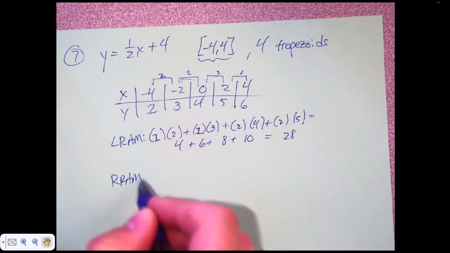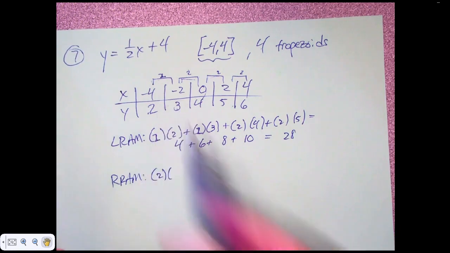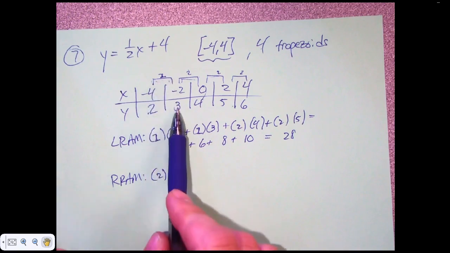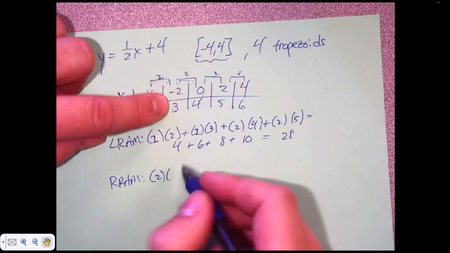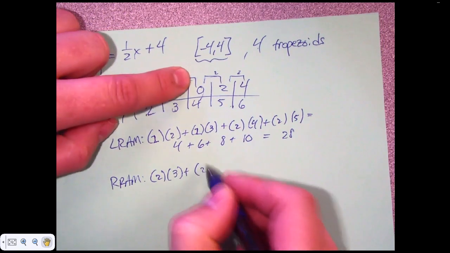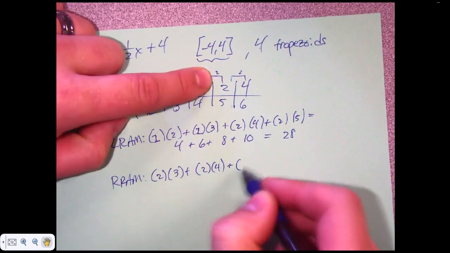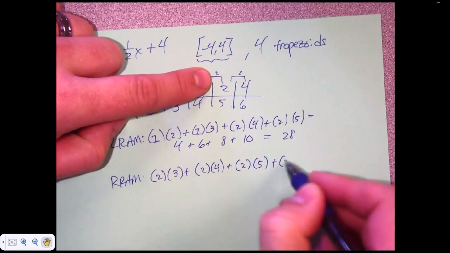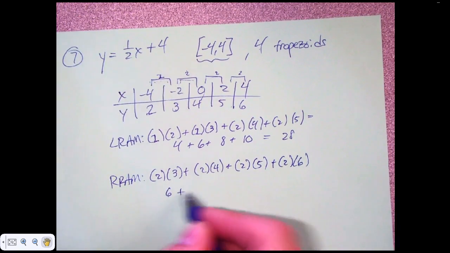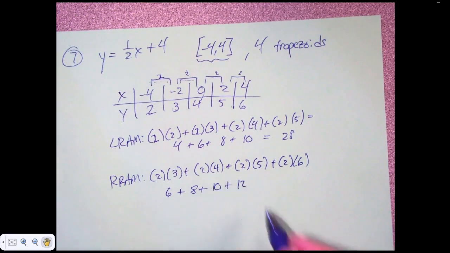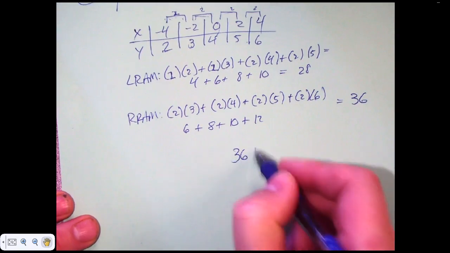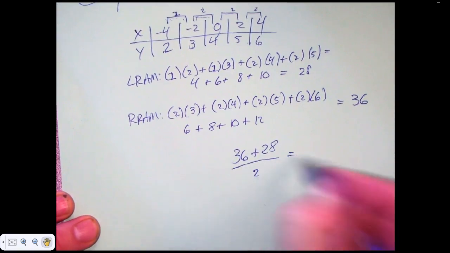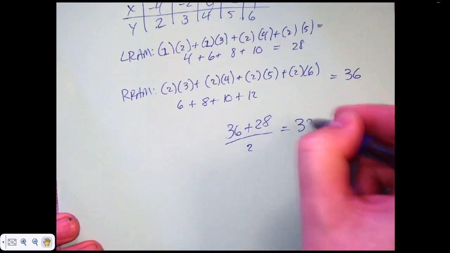Then we've got to find the right hand and average them together. The right hand is the same idea, except for each rectangle we use the right-hand number. So we use the 3, the 4, the 5, and the 6, and we'll never use the 2. So base is 2, height is 3, plus base is 2, height is 4, plus base is 2, height is 5. And then 2 times 6, so 6 plus 8 plus 10 plus 12, so that is 36. And then the trap rule says you take the average, so 68 plus 36 plus 28 divided by 2, and that would be 32.